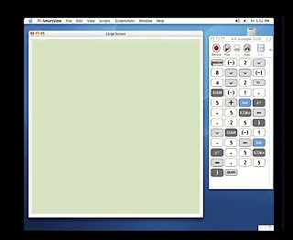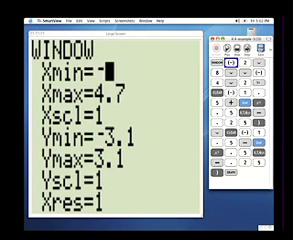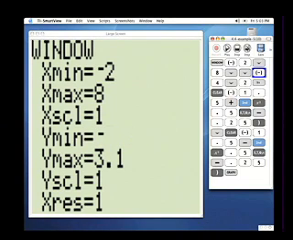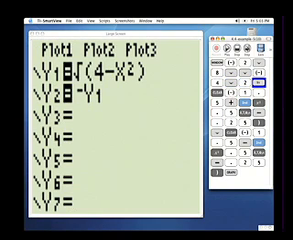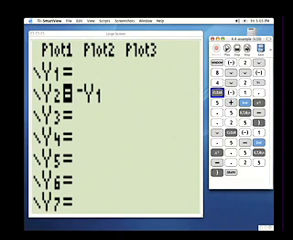So now, the first thing I need to do, remember, it told us to set up a window in which the minimum for x is -2, the maximum for x is 8, we leave the scale alone, and then the y minimum is supposed to be -4, and the y maximum is supposed to be 2. Then we can go through and enter our equations.